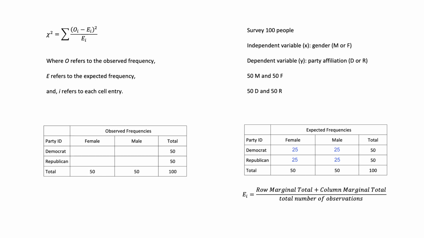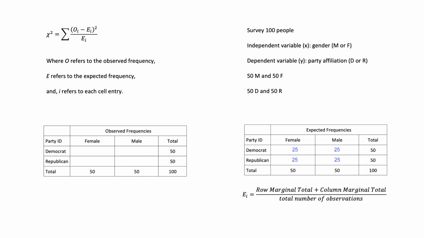So really, calculating chi-squared is about figuring out how much our observed frequencies differ from our expected frequencies when the null hypothesis is true. That is, what we're really asking is if our observation significantly differs from our expectation, that there is no relationship between, in this case, gender and party ID.